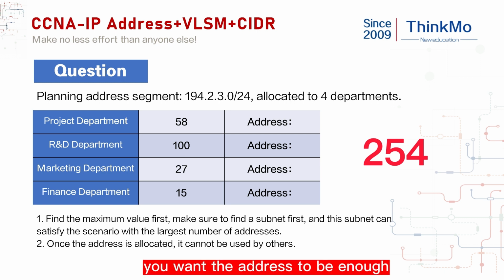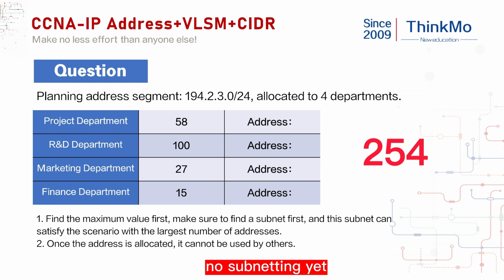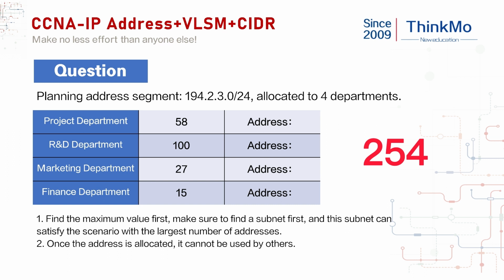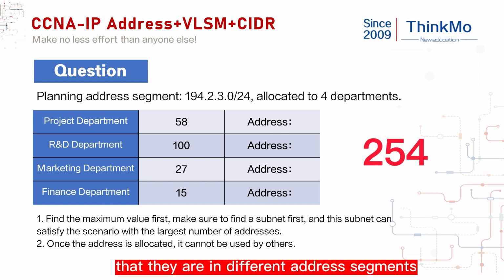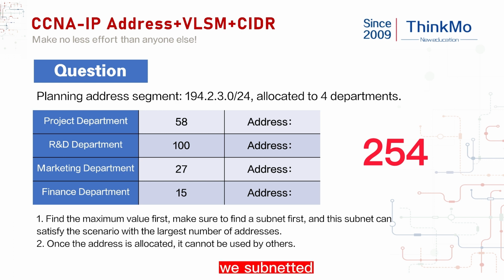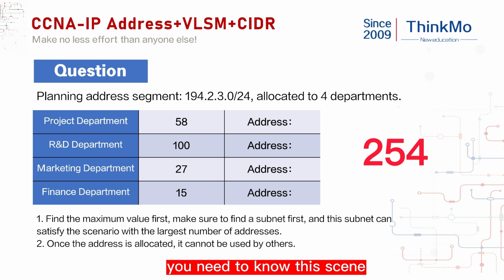You want the address to be enough, and also wish they were in one segment. No subnetting yet, this is impossible. That's what we mean by subnetting. Now also in a large address segment, but due to subnetting, we can accommodate all people, and it can also be done that they are in different address segments. That's the point of subnetting. We subnet not just for calculations. You need to know this scene.